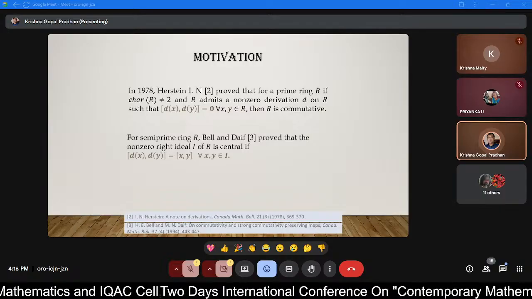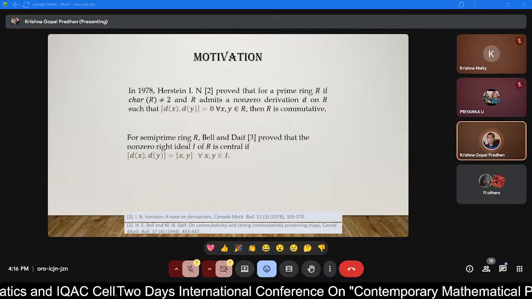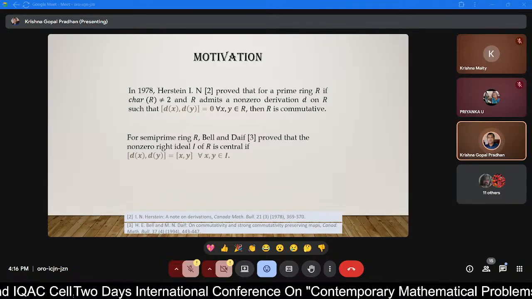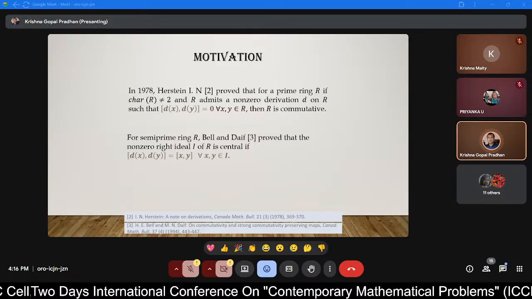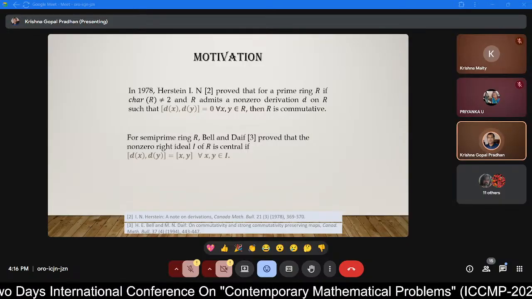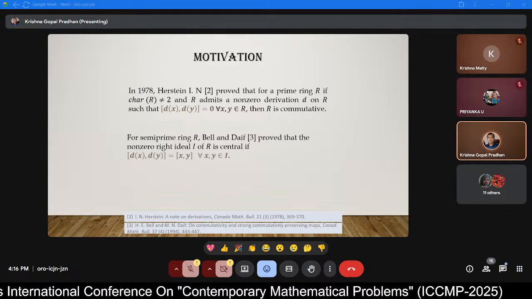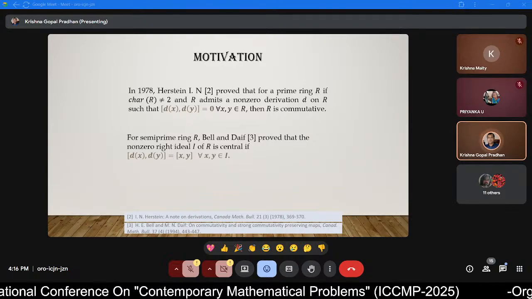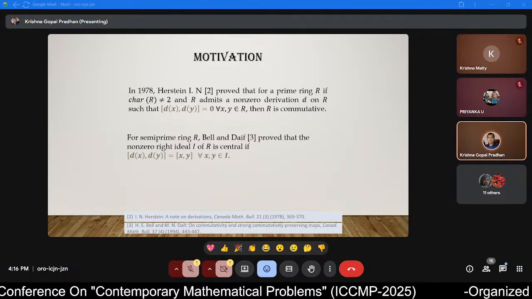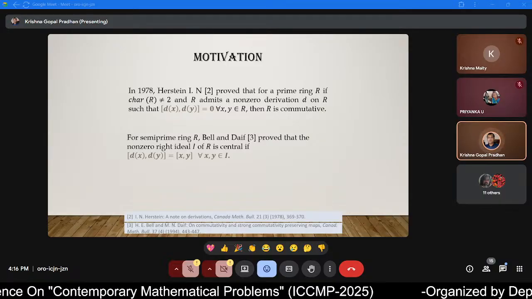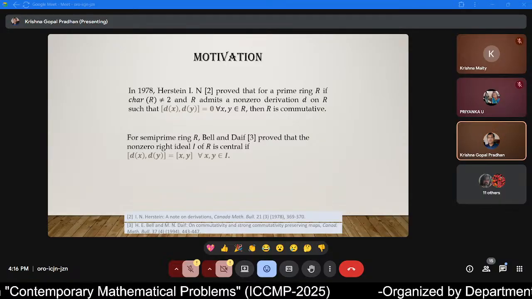For a semi-prime ring R, Bell and Daif proved in their paper that a non-zero right ideal I of R is central if the commutator of D of X and D of Y equals the commutator of X and Y for all X, Y belonging to I.